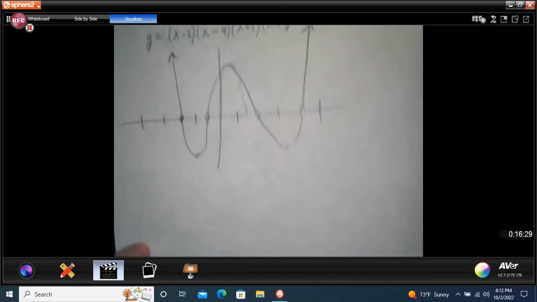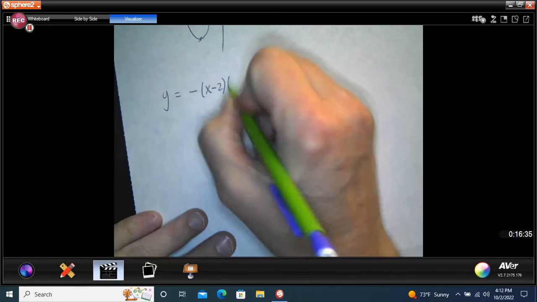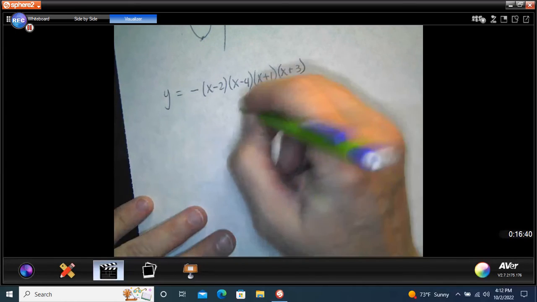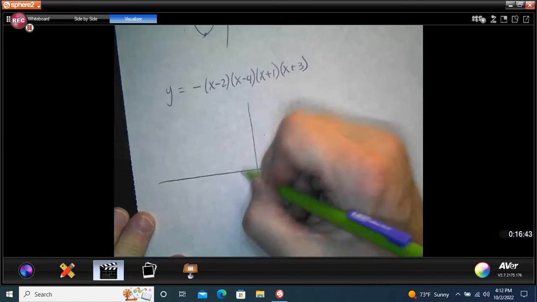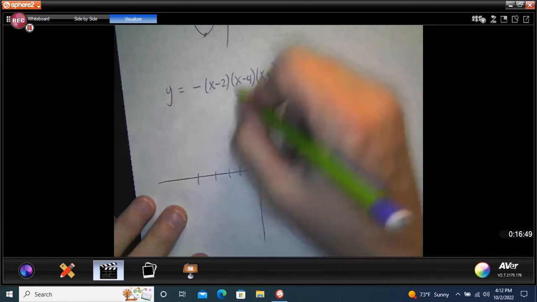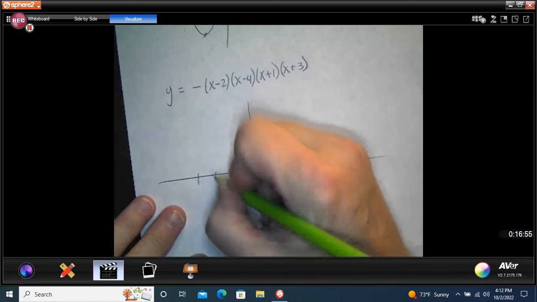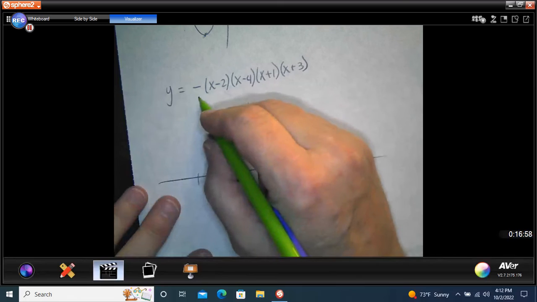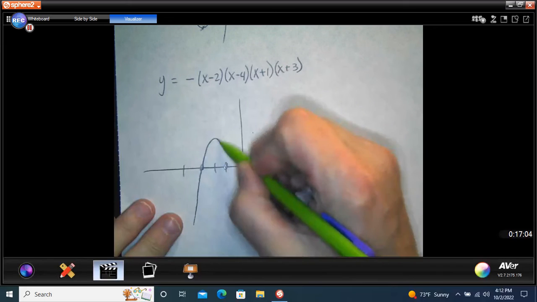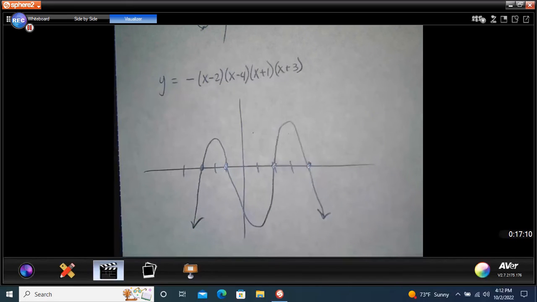So if this were negative out front, if it were y equals the opposite of x minus 2, x minus 4, x plus 1, x plus 3, then when we graph this one, positive 2, positive 4, negative 1, negative 3. Because this one is negative out front, to me it's going to open down. So I'm going to start down here in negative land, go up and down through, and so on. And it looks something like this.